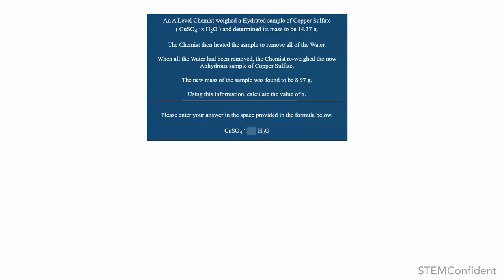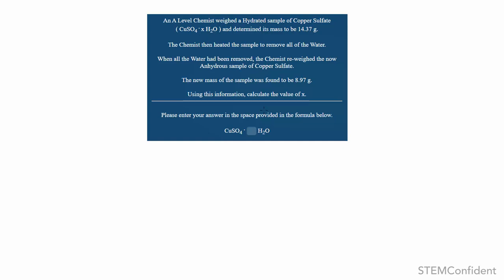And effectively what the value of X means is simply, for every 1 mole of CuSO₄, how many moles of H2O do we have, right? So this is roughly what the value of X tells us. And using that information, it helps to guide how we're going to work out this question.